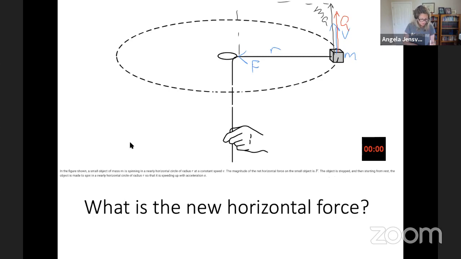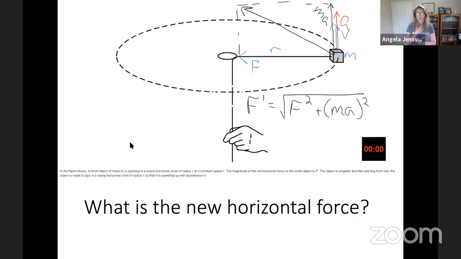So to get the new overall sum of forces, you would have to do the Pythagorean theorem. So the new force, what are we going to call this? F prime, or call it whatever you want. F prime is the square root of F squared plus (ma) squared. Okay?